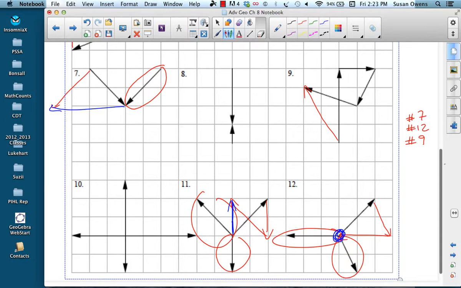Okay. This is your homework over the mini break, to finish the packet. The last ones I think are the easiest. All you have to do is change them to XY notation, add them, change them back.